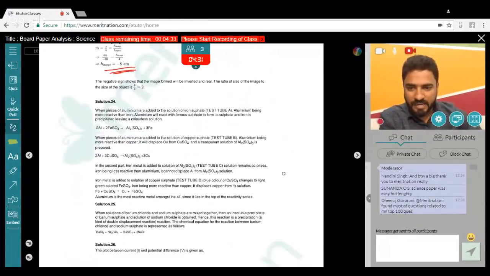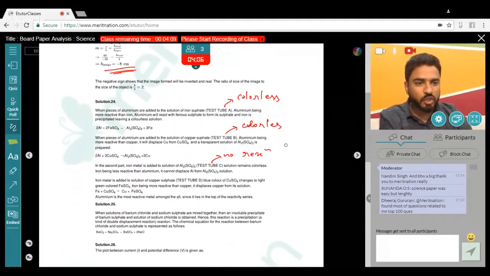Okay, this one was a tricky and a good question. For test tube A, the correct answer is that you would obtain a colorless solution, as well as for test tube B, where you will get a colorless solution. For test tube C, there will be no reaction. And in test tube D, you will obtain a solution which turns from blue to green. From blue to green, you can see that.